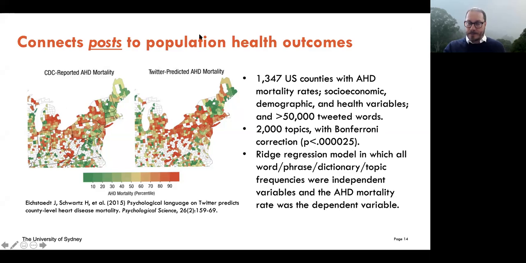So in this case, don't mind me while I'm moving your images out of the way so I can see the slides as well. In this case, they selected 1,347 US counties, and they did something which is called topic modeling. Actually, they used 4 different things.